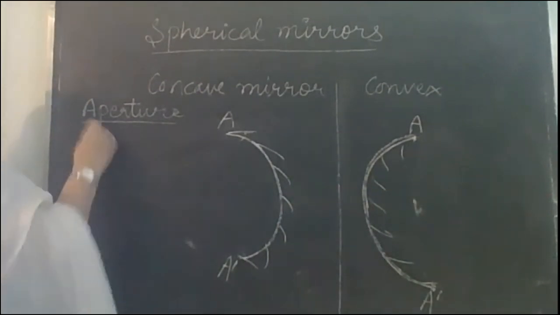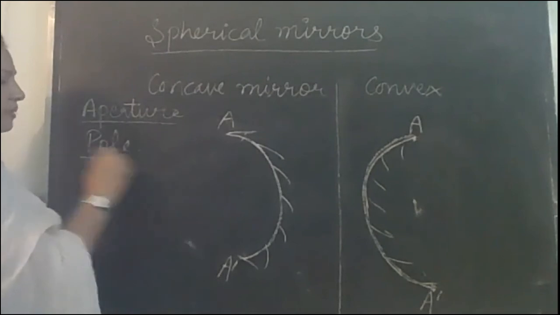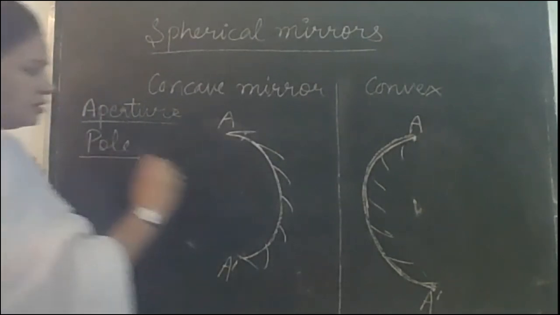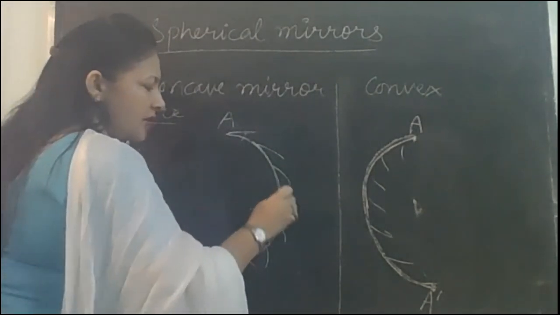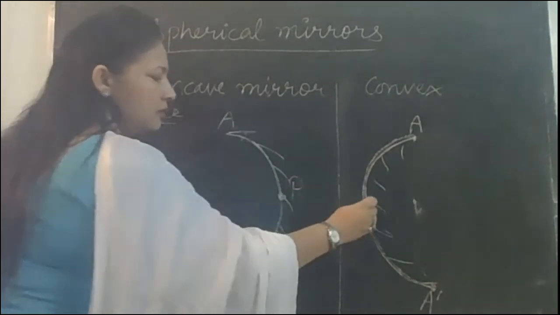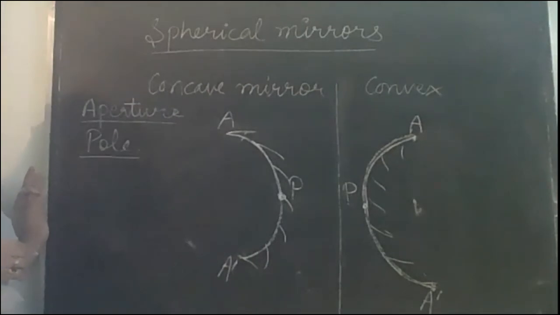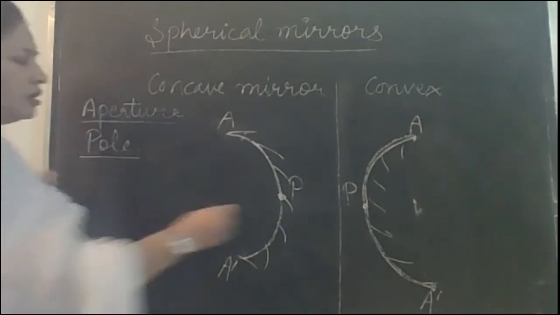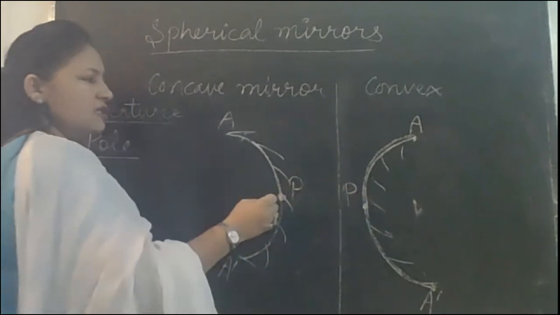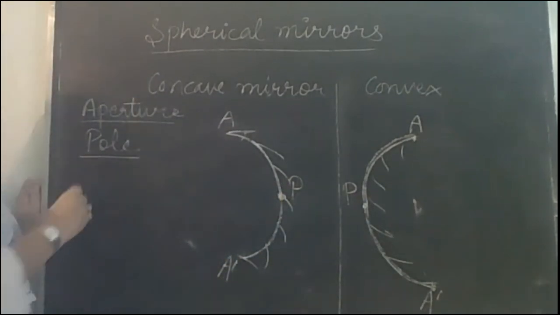Next term is pole. What is the pole of a mirror? The center of the aperture or center of the mirror is called pole. In both the cases, this is pole. The center of the mirror is called pole P. Pole is clear to you? On both sides I am marking the points side by side.